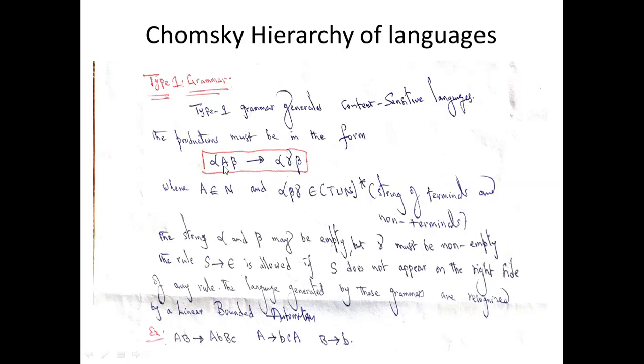Okay, so this is the syntax of each and every production rule in type 1. Alpha A beta implies alpha gamma beta. Alpha, beta, gamma are strings of terminals and non-terminals. A is a non-terminal symbol. See, these are the examples. Here A may be present, meaning alpha and beta are empty. Even if alpha and beta are empty, gamma may be a group of terminals and non-terminals.